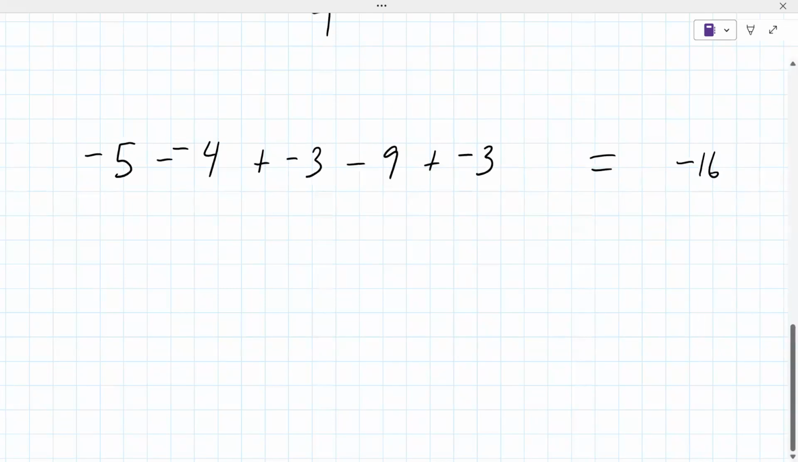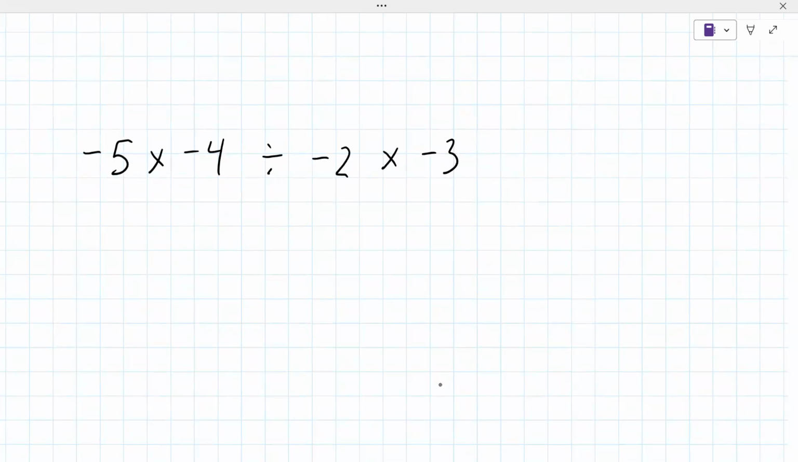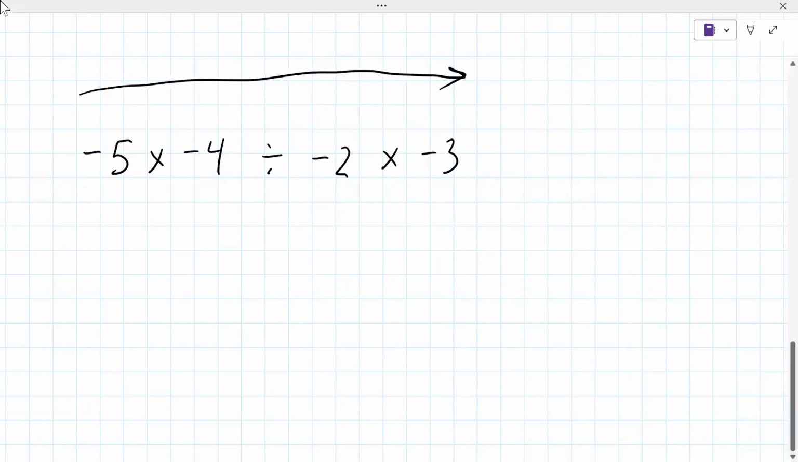Correct, good. Okay, let's throw in some multiplication and division. So -5 times -4 divided by -2 times -3. You do them left to right here. Do them left to right, okay? So give this a try, please.